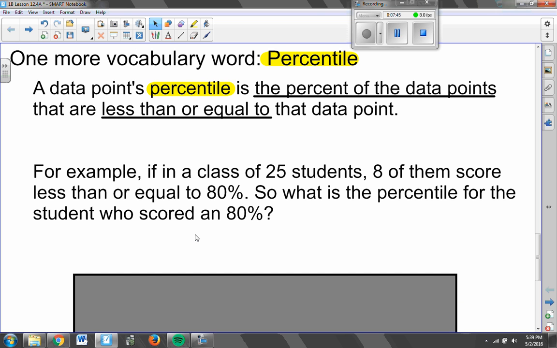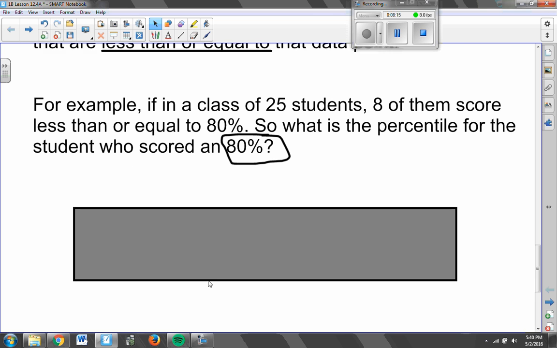In a class of 25 students, 8 of them score less than or equal to 80% on a test. The question that you'll be asked to answer is, what is the percentile for that student or those students who scored exactly an 80%? So we're taking now this data point here, 80%, and we're trying to find the percent of the data points that are less than or equal to that data point. Now the problem told us that 8 of these 25 students scored less than or equal to 80%.